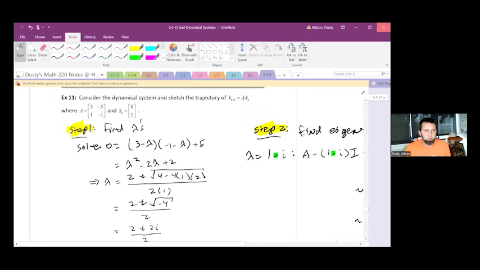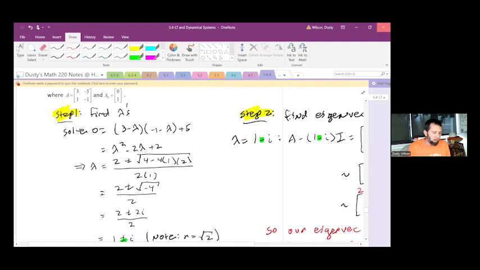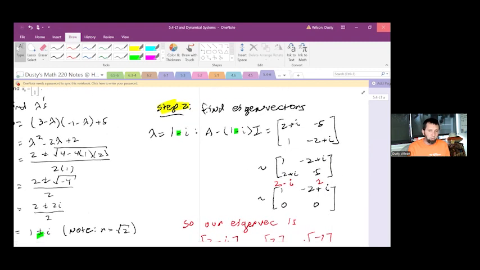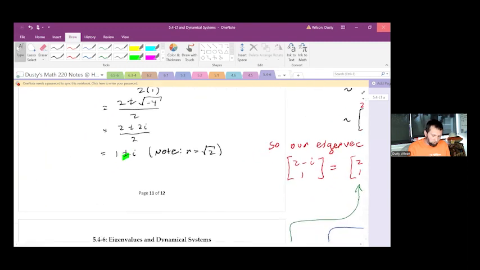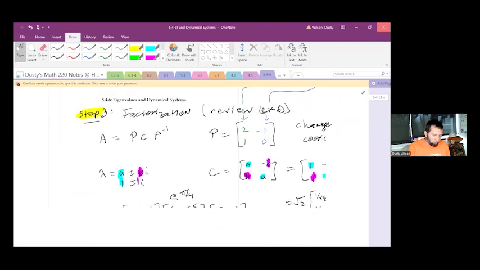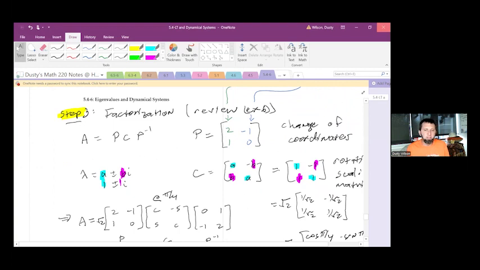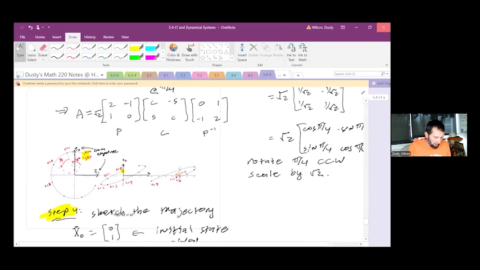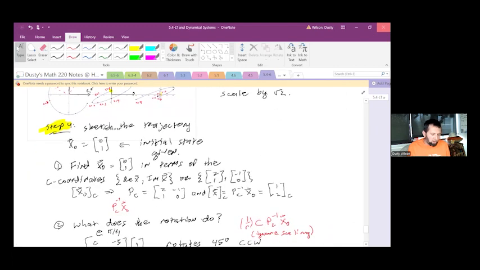So let me just go back over this question really quickly. We're trying to do a dynamical system and understand what the trajectories would look like with an initial state vector and complex eigenvalues. So we started by finding the eigenvalues. Then we found the eigenvectors. Once we had our eigenvectors, we could do our factorization, and there was a formula that we needed to know in order to be able to do this factorization. So we ended up with A equals PCP inverse, and then we took the C and broke it apart into a scaling factor and a rotation. And then the last thing we did was we sketched the trajectory.